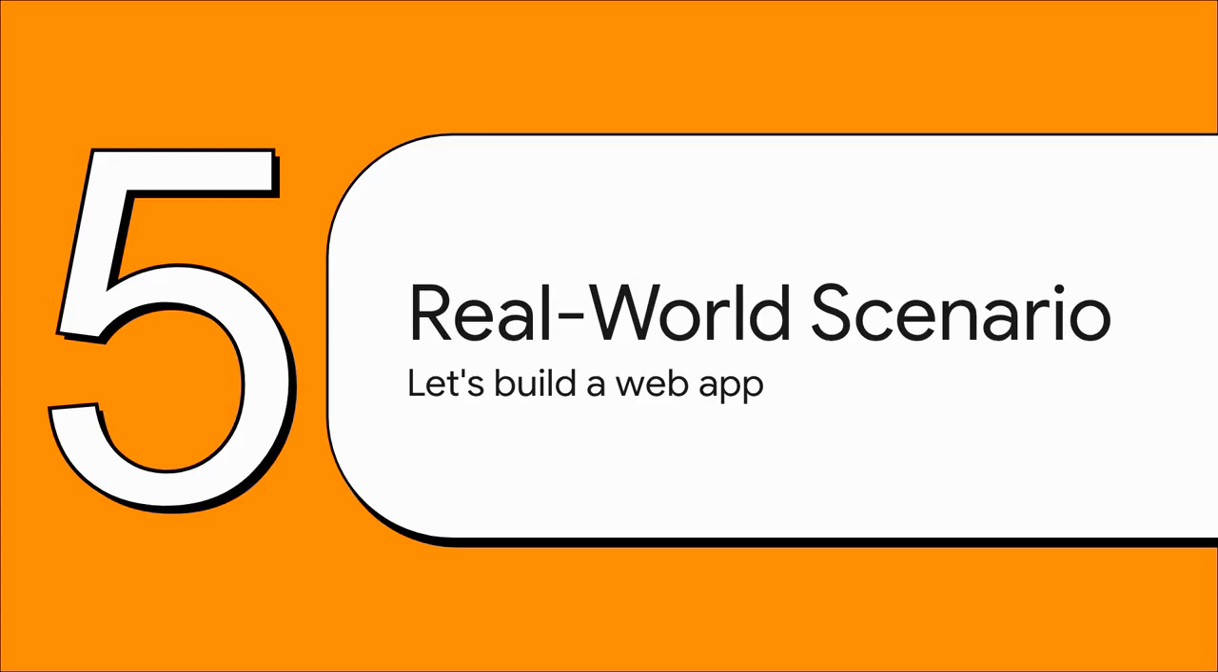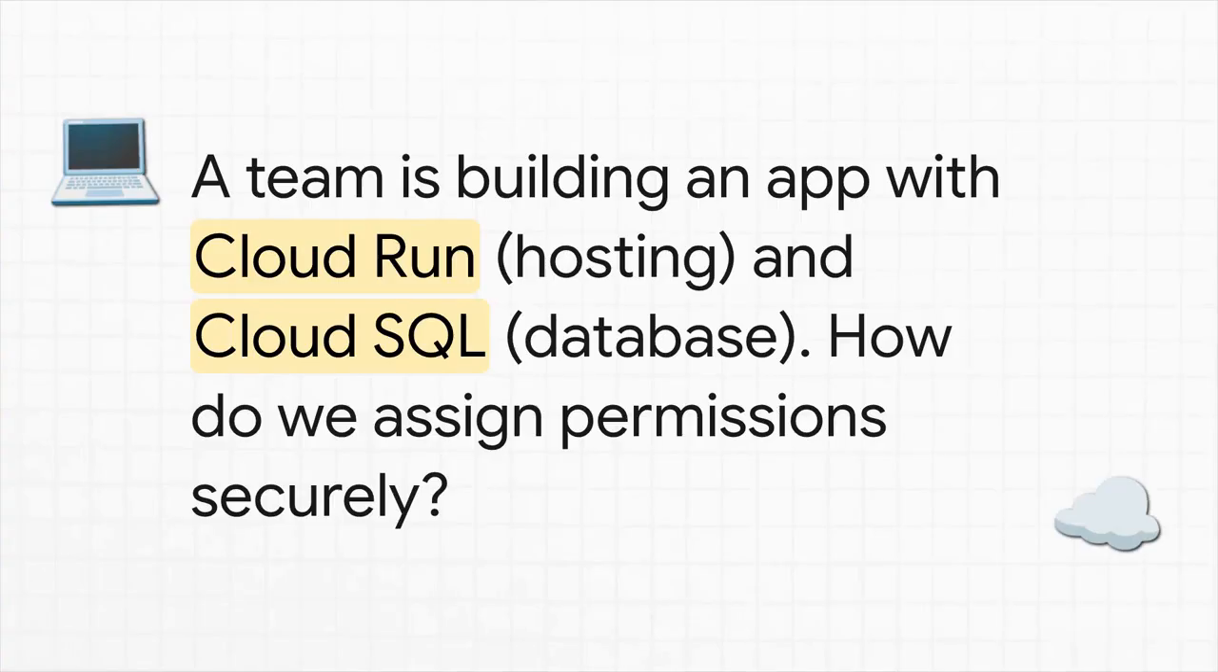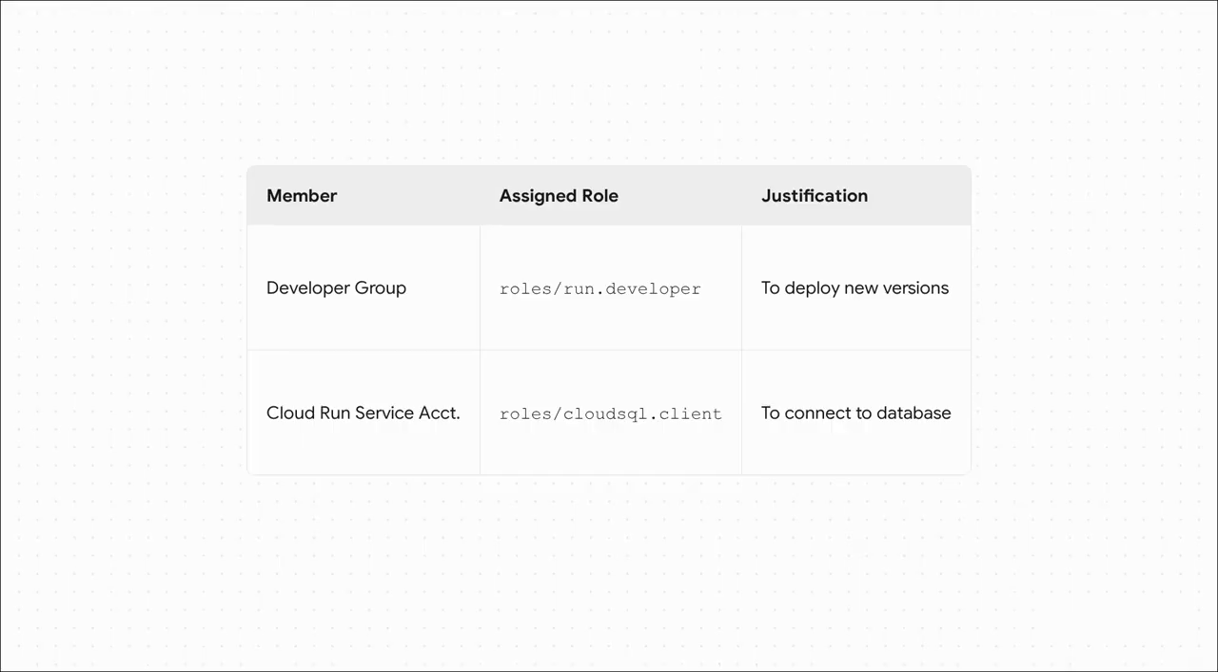Okay, theory is great and all, but let's see how this stuff actually works in practice. We're going to walk through a really common real-world scenario. So imagine a team is building a new application. They're using Cloud Run to host the app itself and Cloud SQL for the database. A pretty classic setup, right? So the question is, how do we give them the permissions they need without giving away the keys to the entire kingdom? Now take a look at this table.